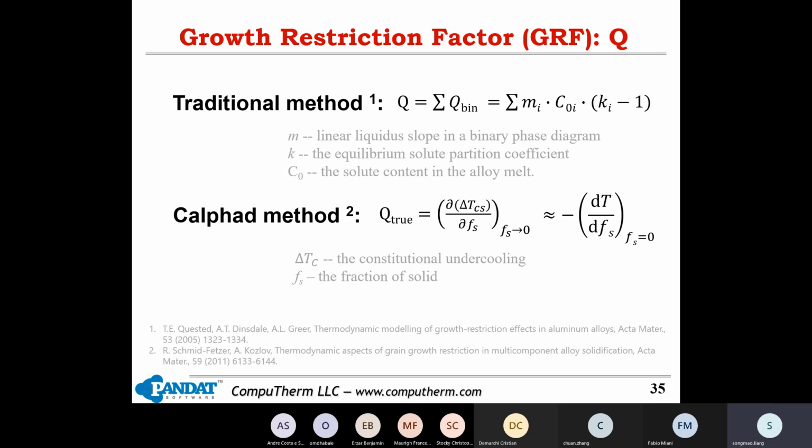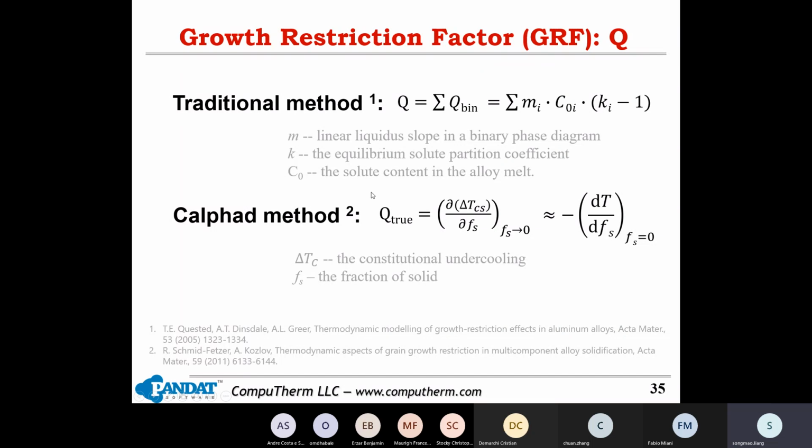So if we want to do multi-component alloys, traditionally we just combine all these alloy elements with the main matrix element based on all these binary Q values and multiply them to obtain the multi-component alloy's Q value. But that is not accurate, actually. So through the CALPHAD method, we can do this calculation to obtain the Q value more accurately, which is based on the constitutional undercooling.